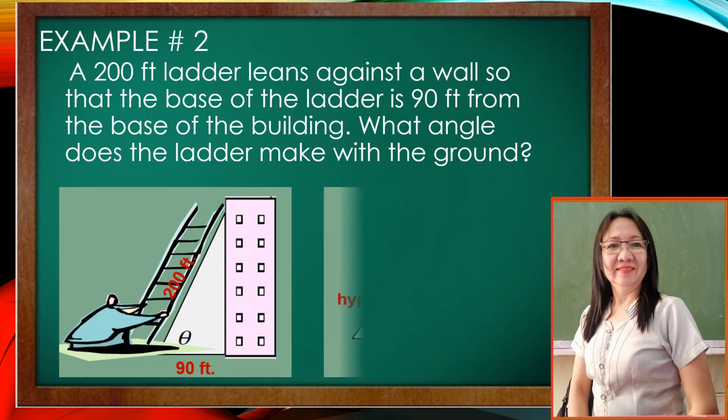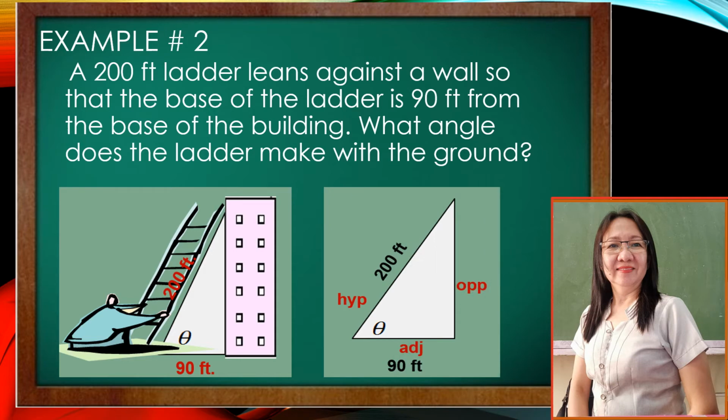So let us have our triangle. Then we have here, from the reference angle, which is theta, the adjacent side is 90 feet, and the ladder, which is 200 feet long, represents the hypotenuse. So what are we going to use as the trigonometric function?